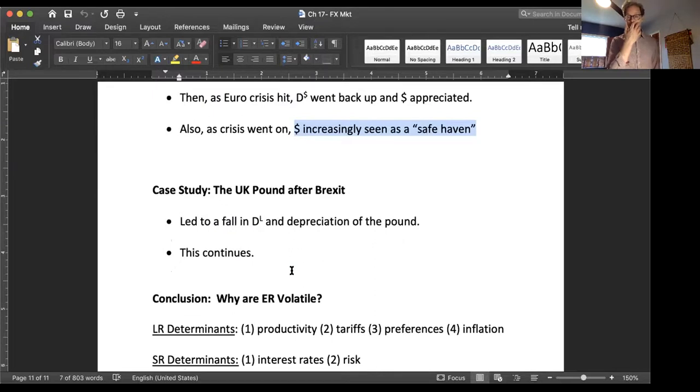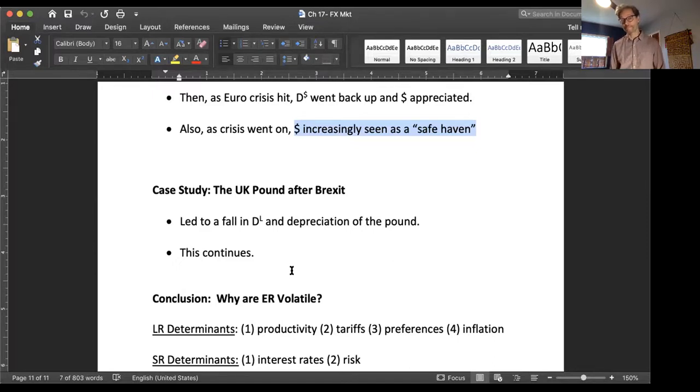What happened to the British pound after Brexit? The British pound fell quite significantly, and this continues today, right? The British pound is down, I think, almost 20% versus the dollar since Brexit. Why? Because British financial markets are seen as less attractive if Britain is really pulling themselves out of the global community, right?